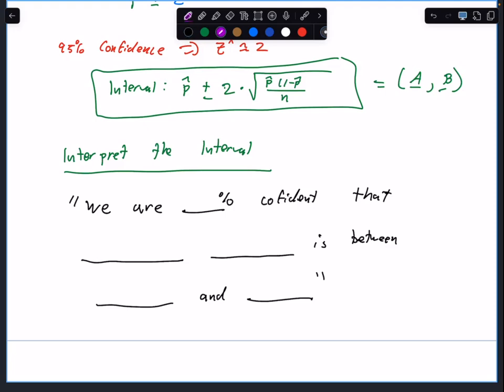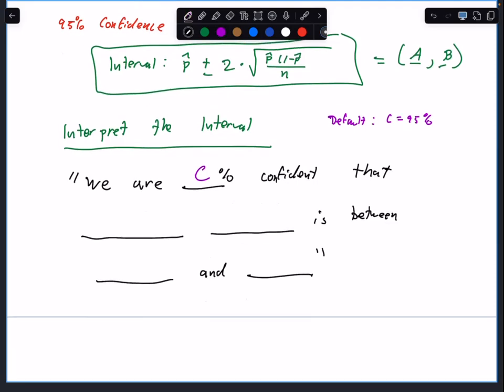Now, for our purposes, this is the confidence level that we have. And again, just as a reminder, the default is that C is 95%. The confidence level is 95%. So we're going to say 95% confident is the most common sentence that we'll write. We are 95% confident. And again, what that means is that about 95% of intervals are going to capture the parameter.